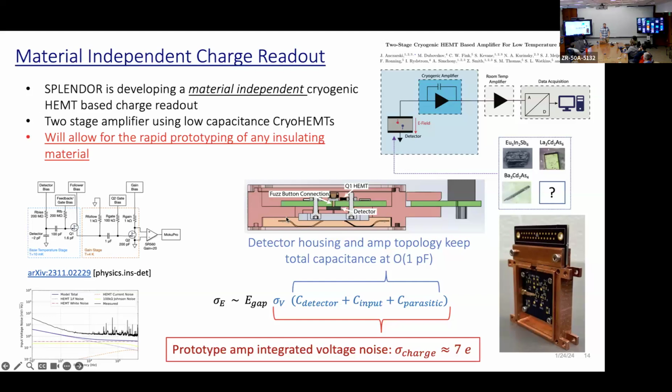And so we've made this prototype and measured it, from the measured voltage noise spectrum here. If we integrate that over our signal bandwidth, that noise corresponds to a charge resolution of about 7 electrons, which would be about an order of magnitude better than an existing cryogenic charge amplifier. So we just put a paper out on this on the arXiv a couple months ago. It should be in the journal soon.